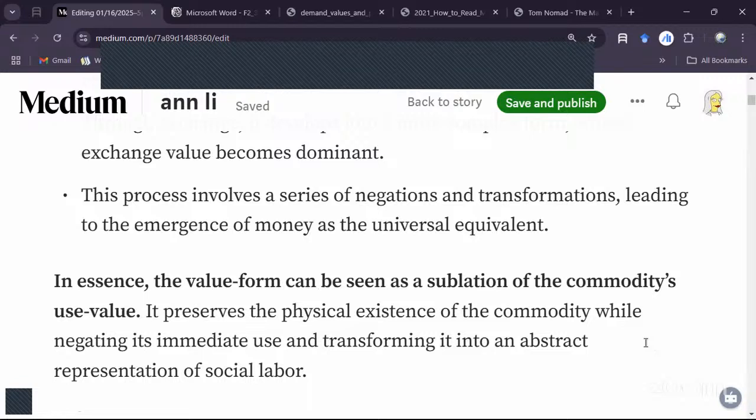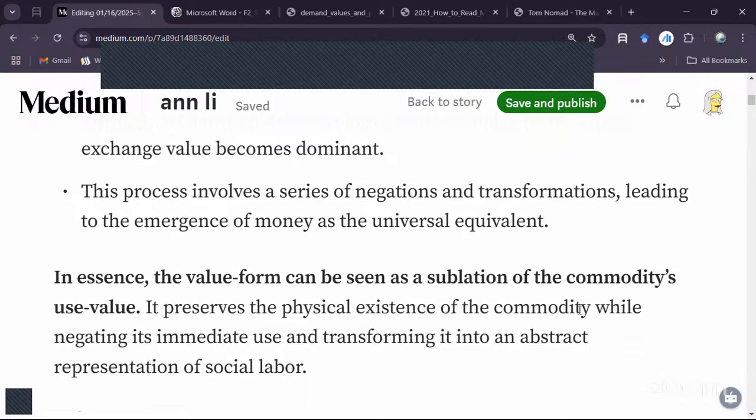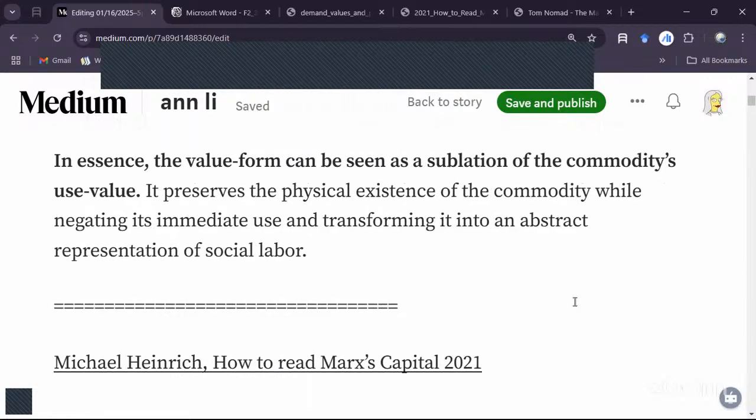In essence, the value form can be seen as a sublation of the commodity's use value. And now, whether that's perfectly true, it preserves the physical existence of the commodity while negating its immediate use. It's still in the box, in other words, and transforming it into an abstract representation of social labor. So that's kind of the current position of large language models on this stuff. And I think that's actually not so bad.